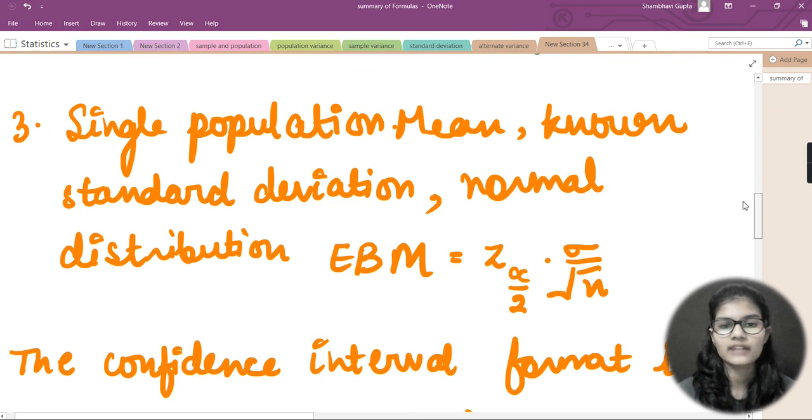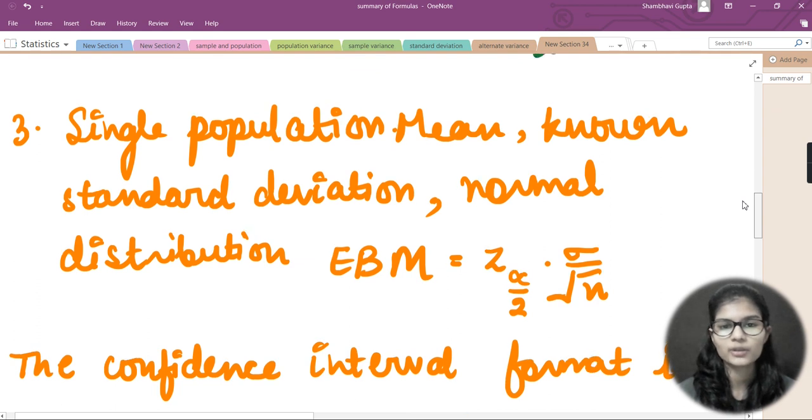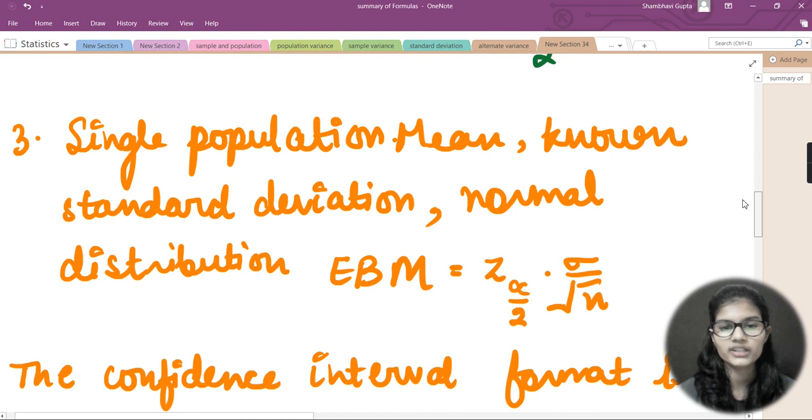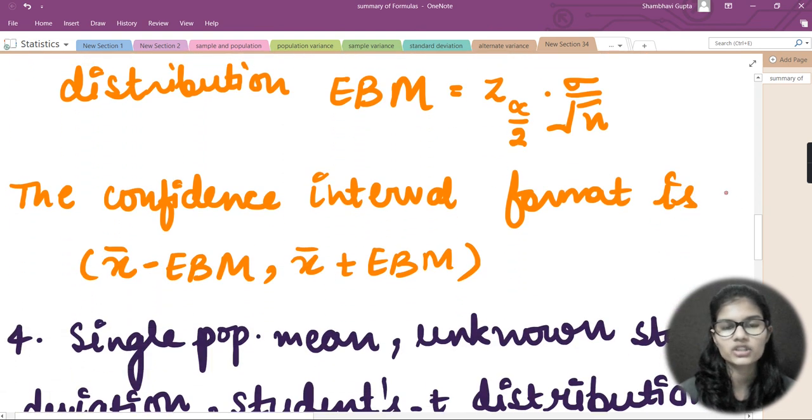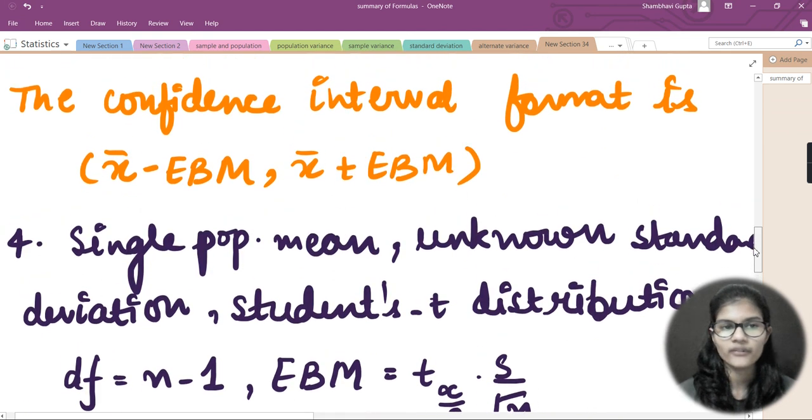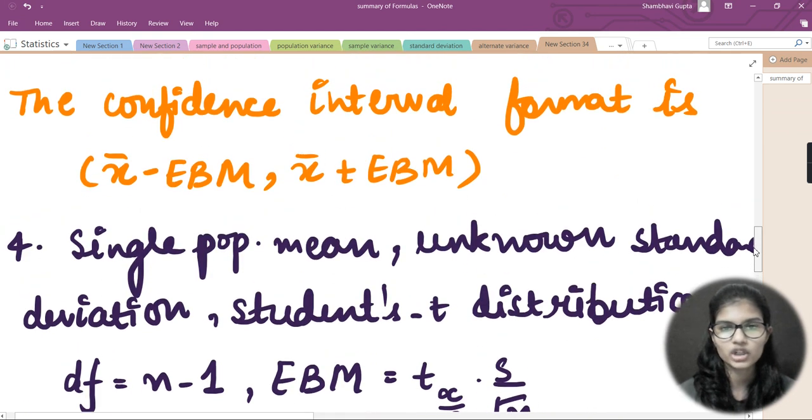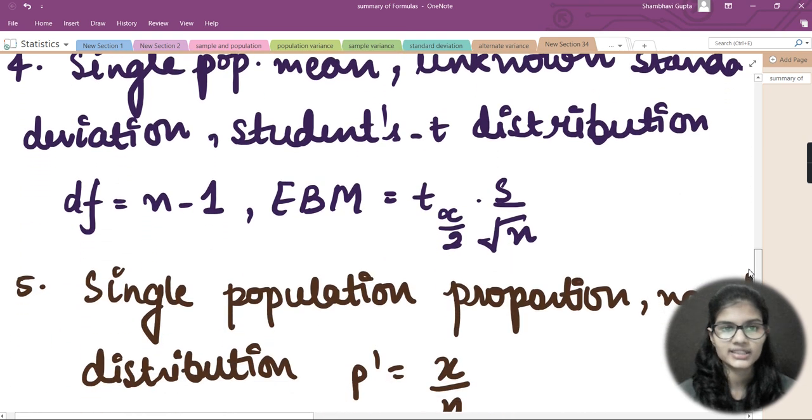After that, for a single population mean, known standard deviation, normal distribution, if we wanted to find the error bound mean, we simply used this formula, which is z alpha by 2, multiplied by sigma upon under root of n. Right? So the format for the confidence interval was x bar minus EBM comma x bar plus EBM.